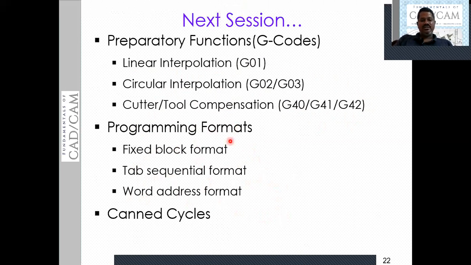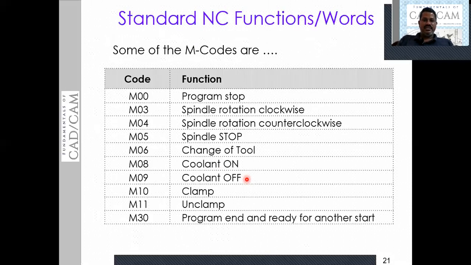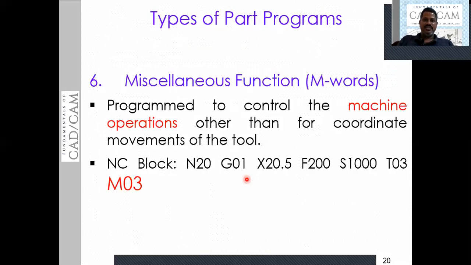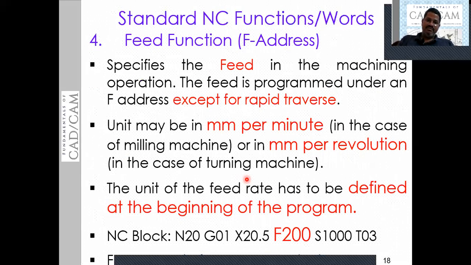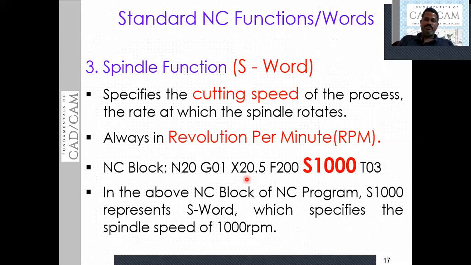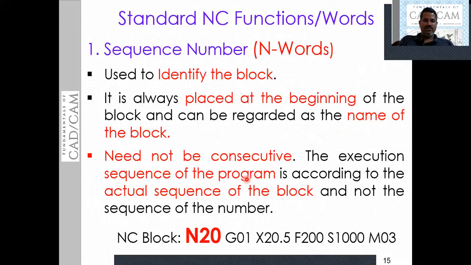Then we will also discuss the canned cycles, repetitive cycles. Suppose you want to produce a hole at different locations, we can reuse that written program code repetitively to produce them. So those are called the cycles. We will discuss the cycles also in the coming session. So let us see what we have discussed as of now. We have discussed the miscellaneous functions, then the tool selection T function, then the feed function, then the spindle speed function, and coordinate functions we have seen.